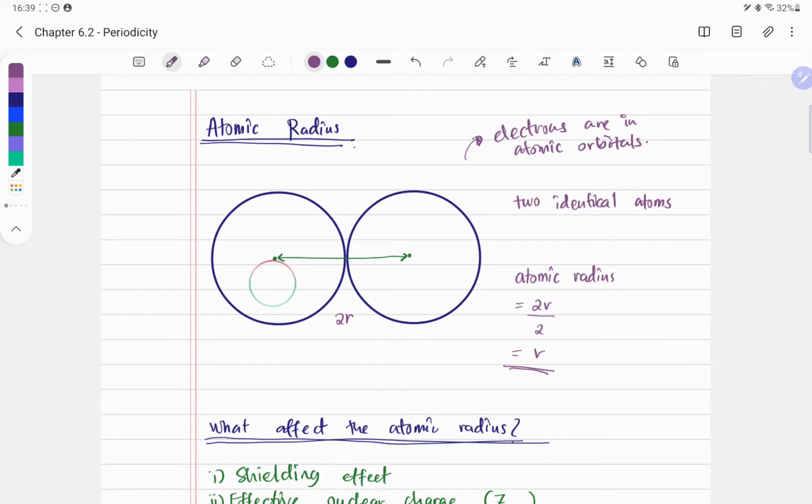So it is easier for us to do it by measuring two atoms next to each other. So we calculate the distance from one nucleus to another. So we get two radius, and then we just divide it by 2, we get the radius. Okay, this is just background knowledge. This is not a part of the things that you need to understand, that you are going to memorize.